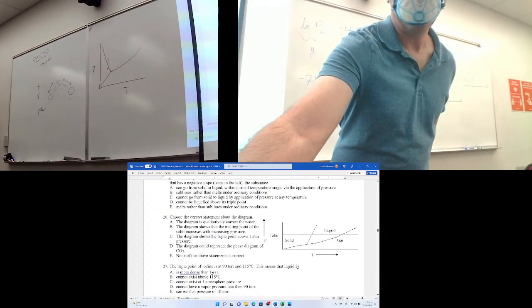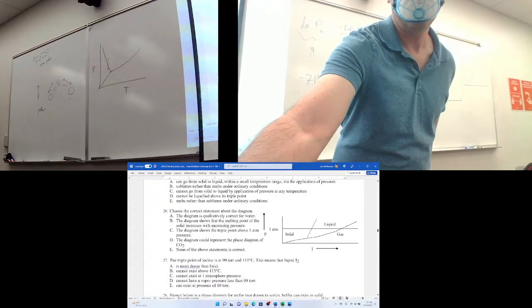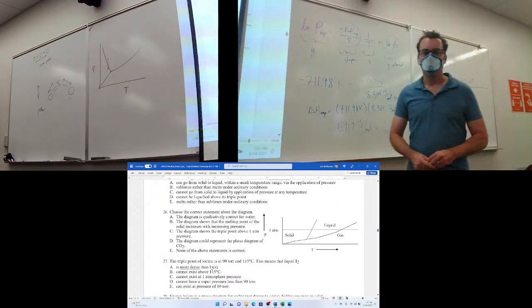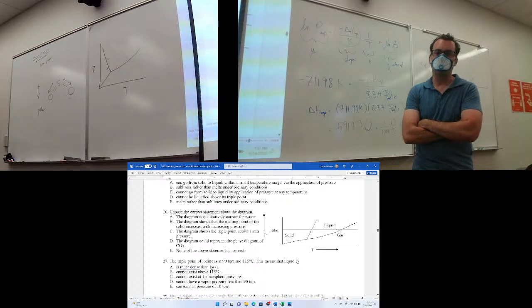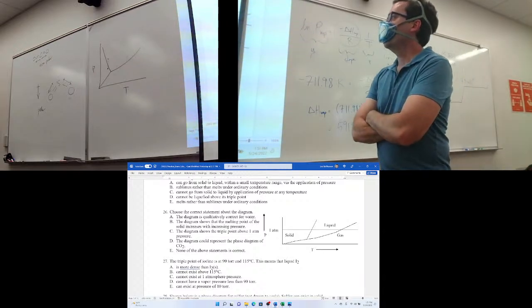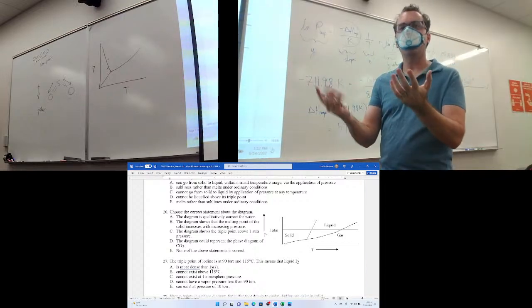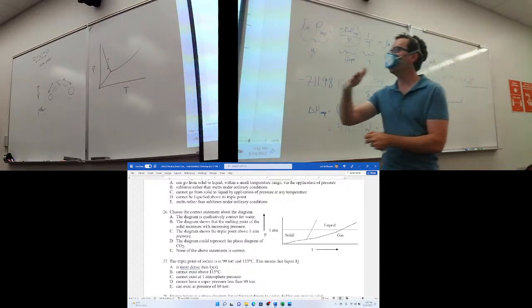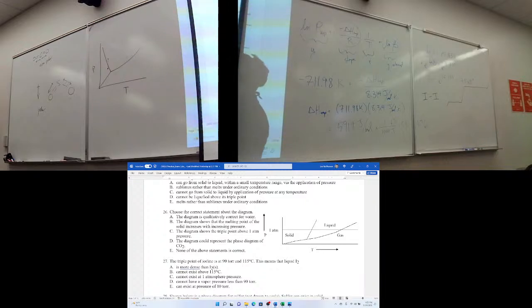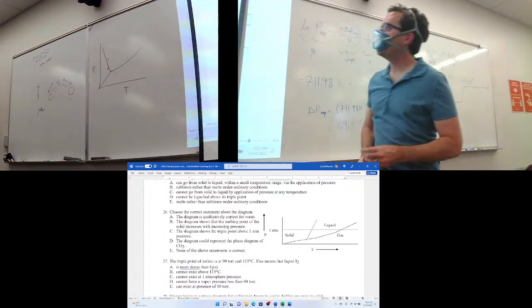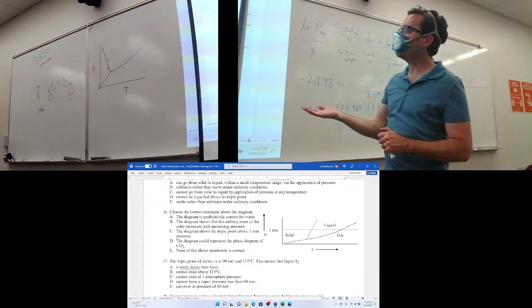Let's skip this one. I think this one's not too well. Actually, no, this one's okay. Choose the correct statement about this diagram. So, the diagram is qualitatively correct for water. Well, we know water has a negative slope for the solid-liquid boundary, so it can't be that. This one has a positive one. The diagram shows that the melting point of the solid increases with increasing pressure.